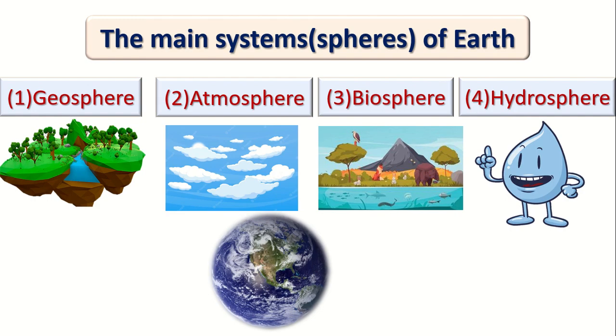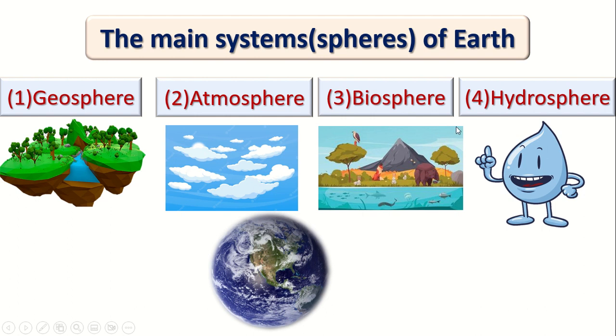Let's go! Today we are going to talk about the systems of the earth or the spheres of the earth. What is the meaning of spheres, or why are we calling the system a sphere? Because the earth has the shape of a sphere. What is the meaning of sphere? Sphere means ball. So the earth has the shape of a sphere. That's why we can call the systems of the earth systems or spheres.